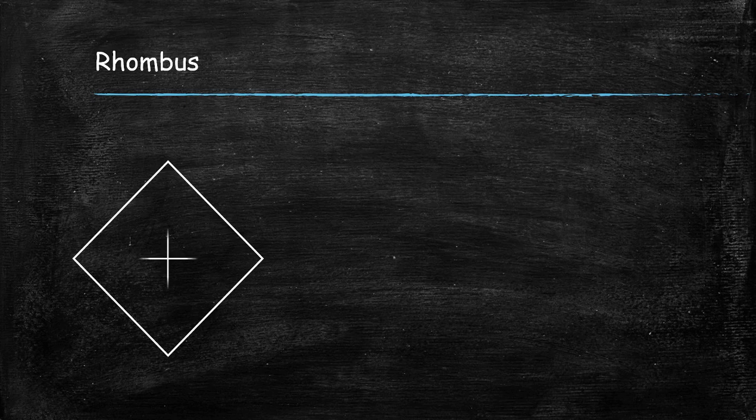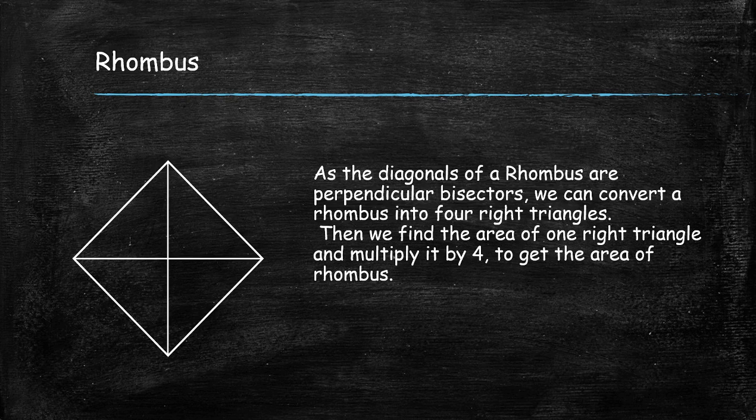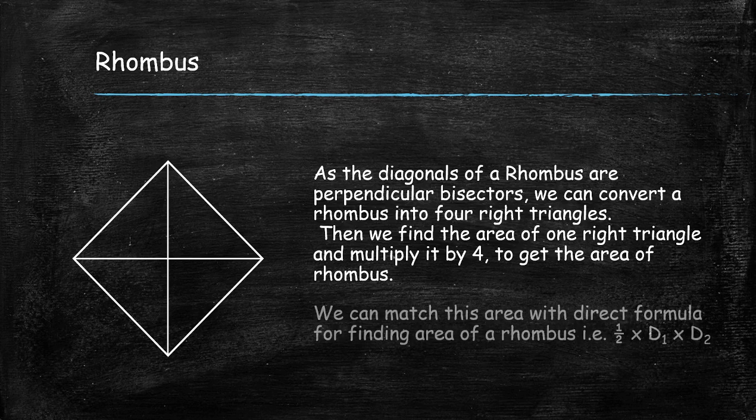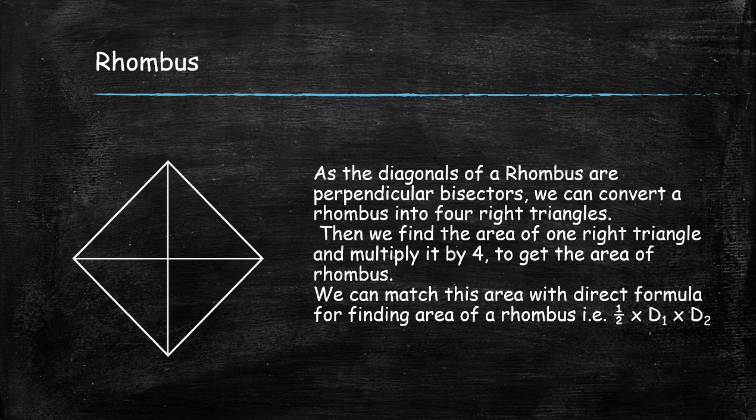Rhombus. As you know, rhombus has equal sides and diagonals of the rhombus are perpendicular bisectors. So when we draw the diagonals of the rhombus, they bisect each other, forming four congruent right triangles. So we just multiply the area of one right triangle by 4 to get the area of the rhombus. You can match this with the area of the rhombus, which is half into d1 into d2, where d1 and d2 are the diagonals of the rhombus.